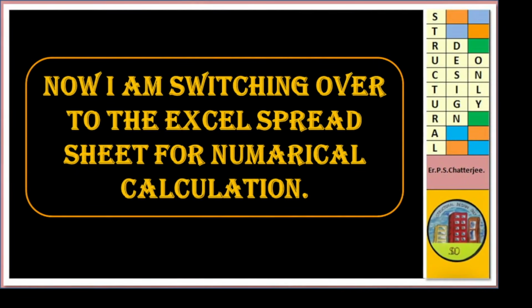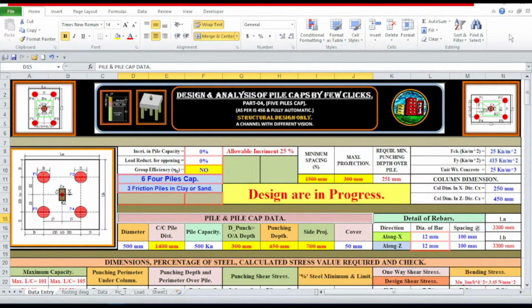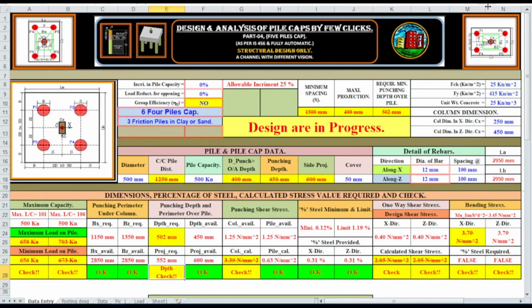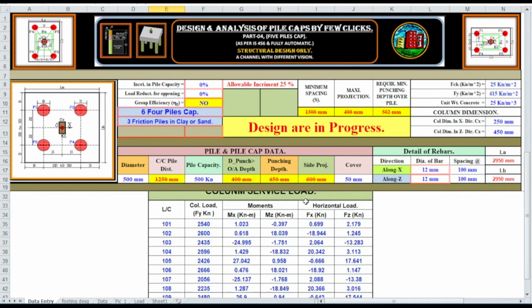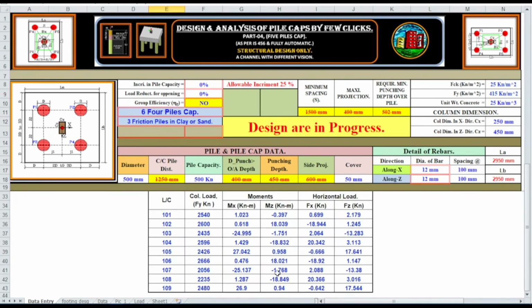Now I am switching over to the Excel spreadsheet for numerical calculation. Welcome to my Excel spreadsheet for the design and analysis of pile caps by few clicks, part 4, that is 5 piles cap. Our last problem was the problem of 4 piles cap. I have increased the column load. This is our column load chart.